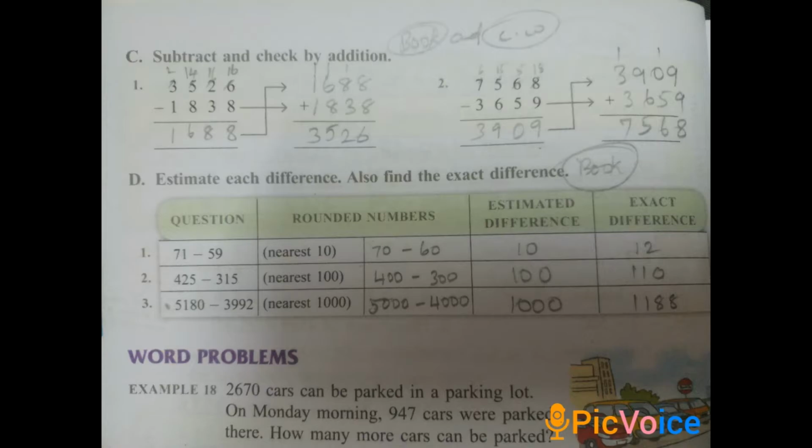1 plus 6 plus 8 is 15. 5, and 1 is a carry over. 1 plus 1 plus 1, 3. So the answer is 3526. You check that.